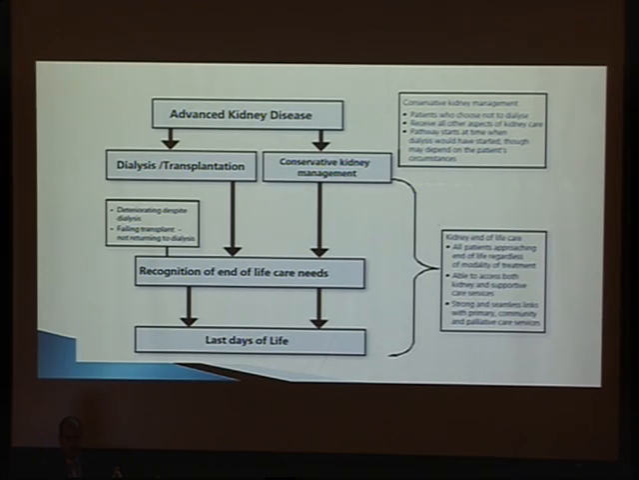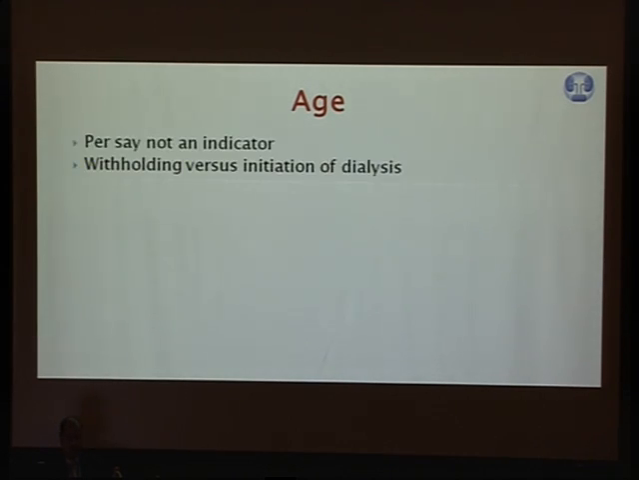In another algorithm about caring for advanced kidney disease, we can easily appreciate the addition of last days of life care, divided into conservative kidney management and kidney end-of-life care. Regarding age, which is the main issue, per se it's not an indicator for palliative care. It shouldn't affect withholding versus initiation of dialysis. But as we'll see, it will encourage us to find specific ways to treat those patients.